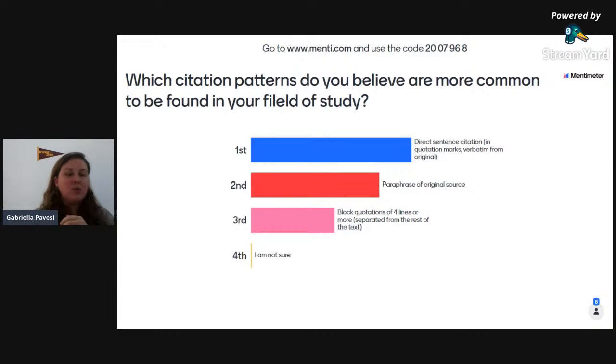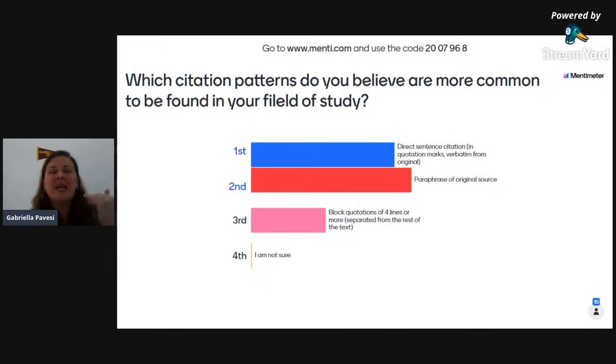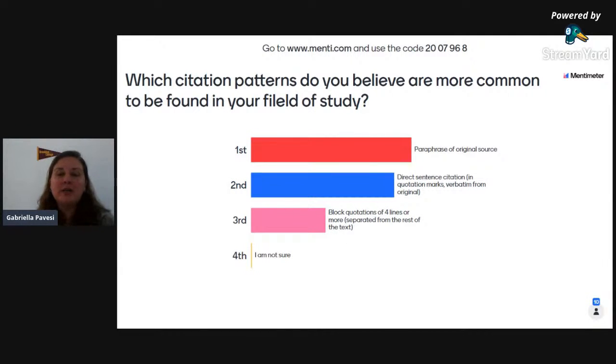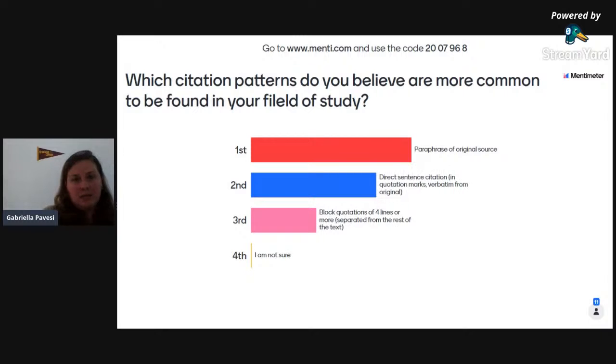I'm just going to talk to you as you do it. We can definitely see, as I imagined it would be, block quotations in third, right? A little less frequent than paraphrasing or direct sentence citation. They exist absolutely, and they are part of academic writing, but definitely we see this tendency more, I would say in this case, as an introduction across fields, paraphrasing or direct sentence citations.